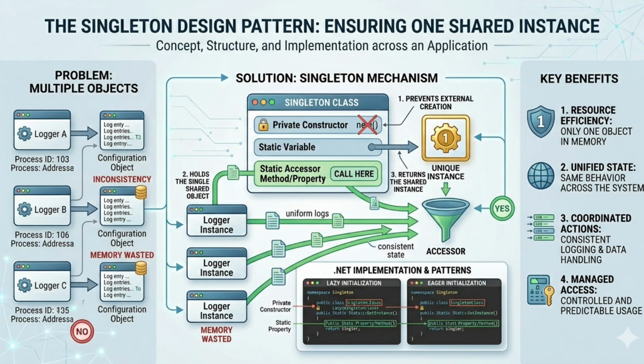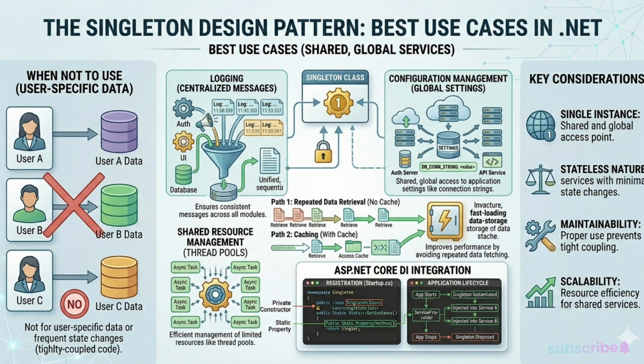There are multiple ways to implement singleton, such as eager initialization, lazy initialization, and thread-safe approaches using constructs like Lazy<T> in .NET. In modern practices, singleton is often integrated with dependency injection frameworks, making it easier to manage and test. In simple terms, singleton is about controlling object creation and ensuring that a single, shared instance is used consistently across the system. The singleton pattern is best used in scenarios where exactly one instance of a class is required to coordinate actions across an application.